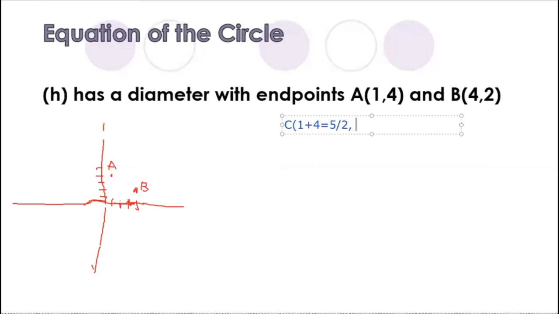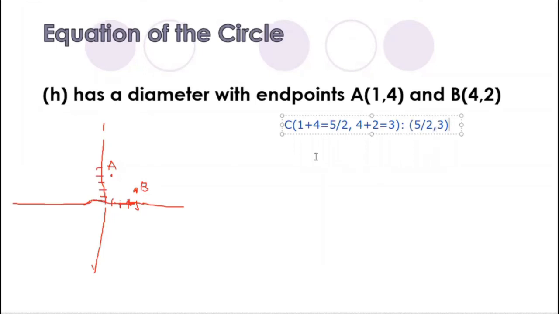Sa y-coordinate naman, yung y-coordinate ng point A, 4 plus 2, which is 6. Divide lang natin sa 2, and that is 3. So, 3 na lang yung gagamitin natin. No? Yun naman yung para sa y-coordinate ng center C. Okay, finally, ang magiging center natin ay 5 halves, comma, 3. Ito na yung center natin.